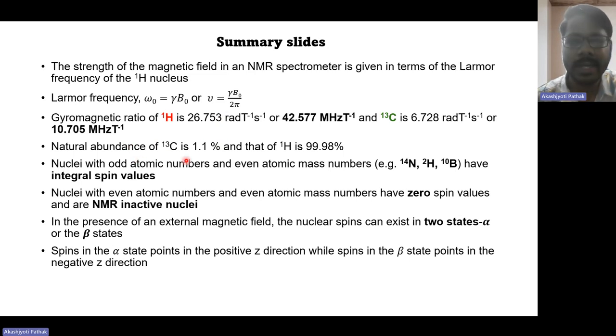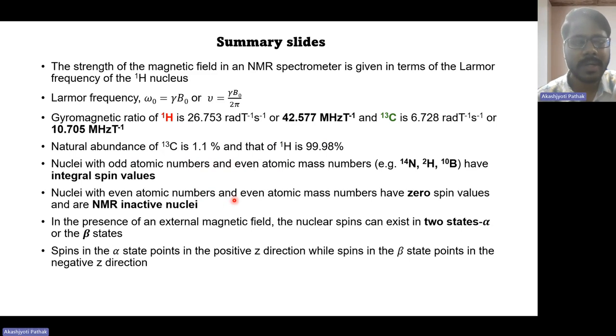Carbon-13 has a natural abundance of 1.1%, while hydrogen, the proton, has a natural abundance of 99.98%. So try to remember the value of the gyromagnetic ratio of proton and carbon-13, and also the natural abundance of at least these two nuclei, carbon-13 and proton.